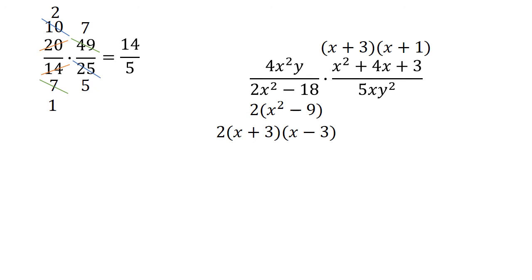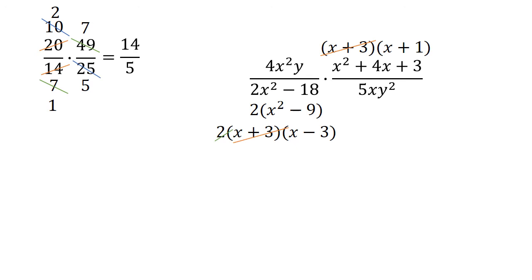And now I can start crossing some things off. And again, they could be within the same fraction or they could be in different fractions. So I could cross off an x plus 3 on the top of the second fraction as long as I cross off an x plus 3 on the bottom somewhere. And I see I have one of those in the bottom of the first fraction.